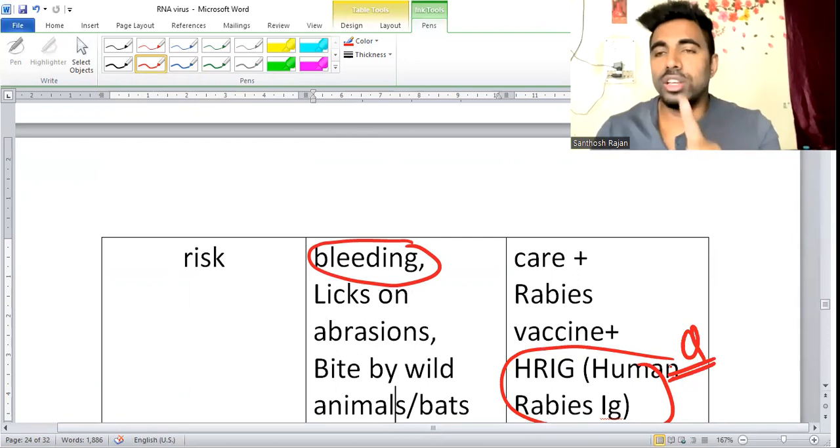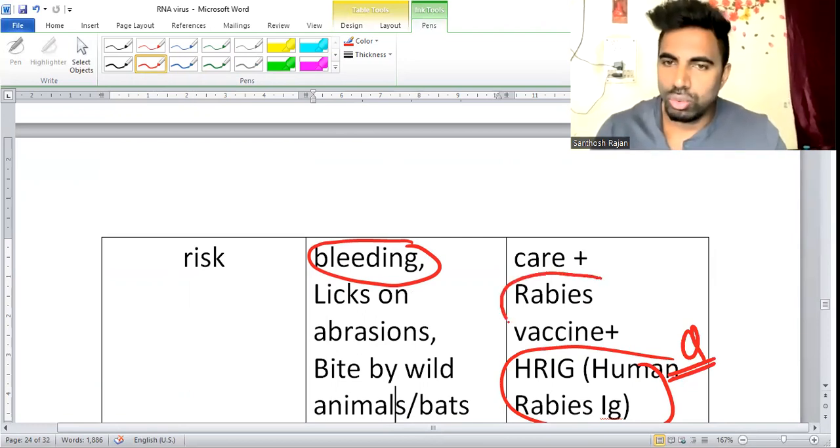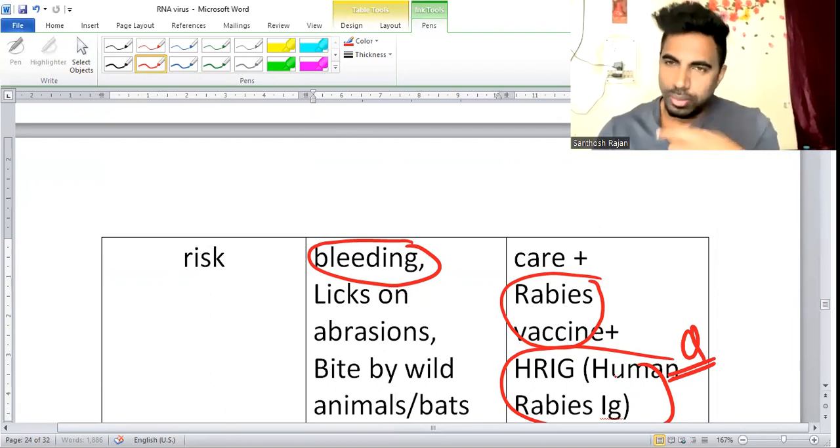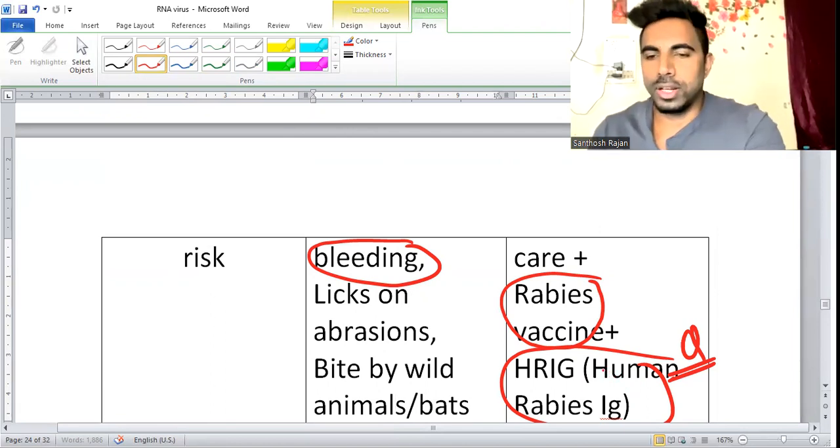But if there is bleeding, then you have to give wound care, vaccine plus HRIG, human rabies immunoglobulin. It's of course very expensive. You give it by injection and also on the wound. It's better if you put it on the wound. It's more effective. You have to do that immediately.